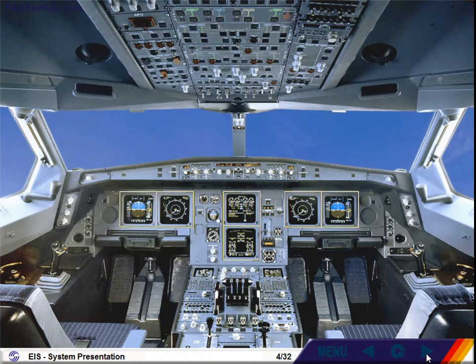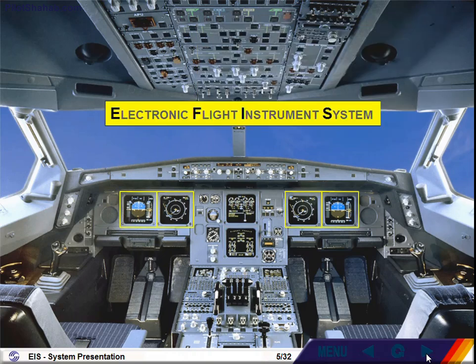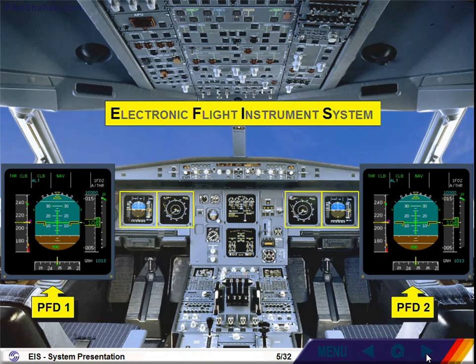The Electronic Flight Instrument System, EFIS, for which each pilot has 2 displays. The Electronic Centralized Aircraft Monitoring System, ECAM, which uses the 2 displays in the center to provide information on the aircraft systems. Let's look at the EFIS system first. Flight parameters are displayed on primary flight displays, PFD, while navigation data is displayed on navigation displays, ND.